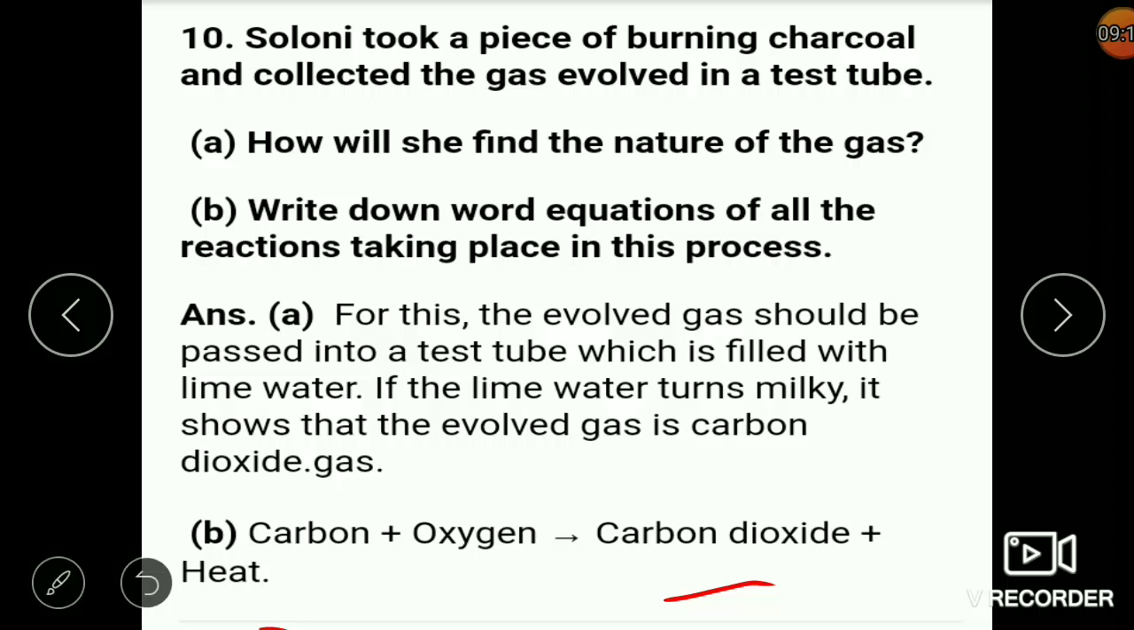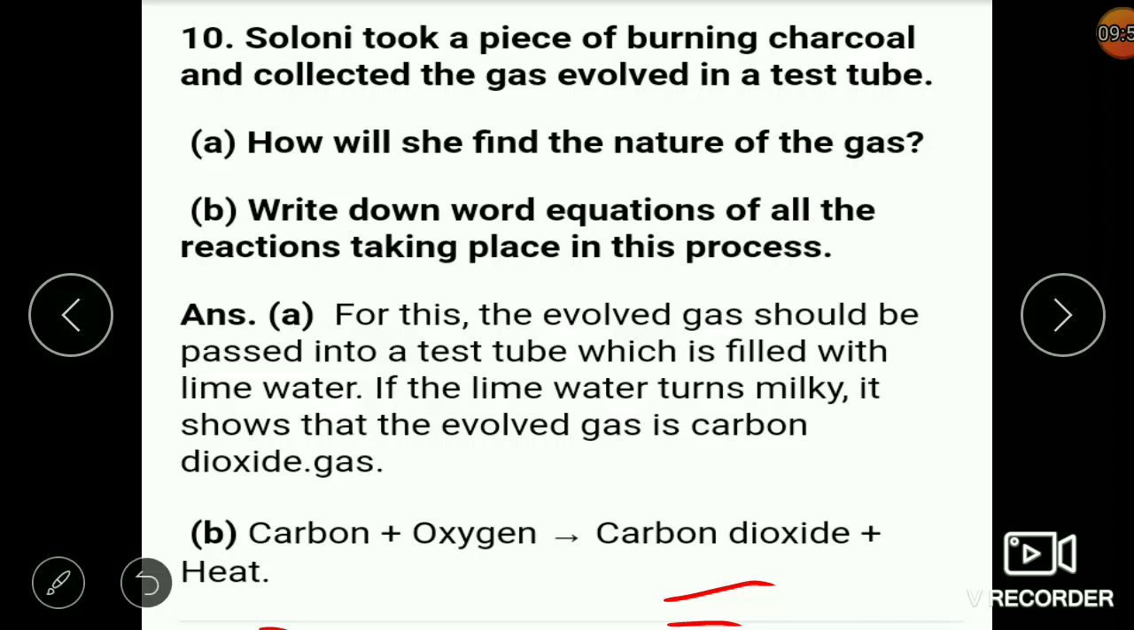It evolves heat. Now, to test the carbon dioxide gas, what do we do? We pass the gas through lime water. Lime water is just like water, transparent in color, but as soon as you pass carbon dioxide through lime water, it will become milky. So what will be your answer? How will she confirm the nature of the gas? Which gas? Carbon dioxide gas, right? So for this, the evolved gas, that is carbon dioxide, should be passed into a test tube filled with lime water. If the lime water turns milky, it shows that the evolved gas is carbon dioxide.